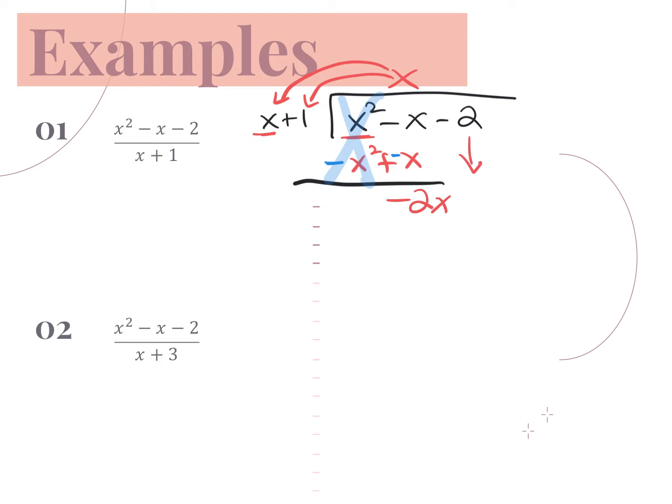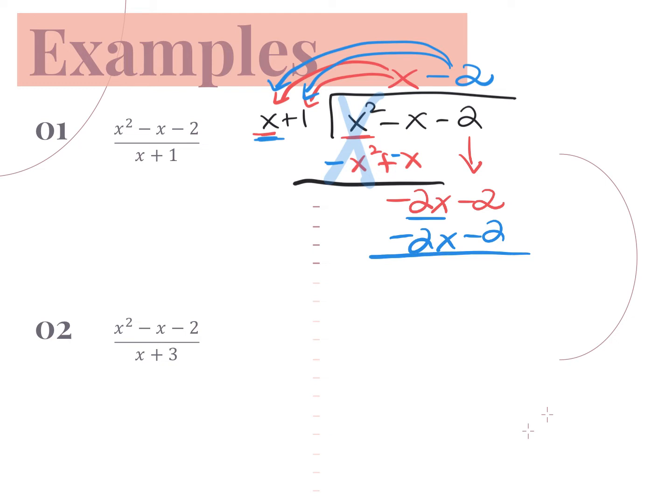Then I bring down my next number from my dividend. And now, again, I'm going to look to see, what am I going to multiply x by to make it a negative 2x? And I'm going to multiply it by negative 2. I'm going to distribute negative 2 to the x, negative 2 to the 1. So I get negative 2x minus 2.